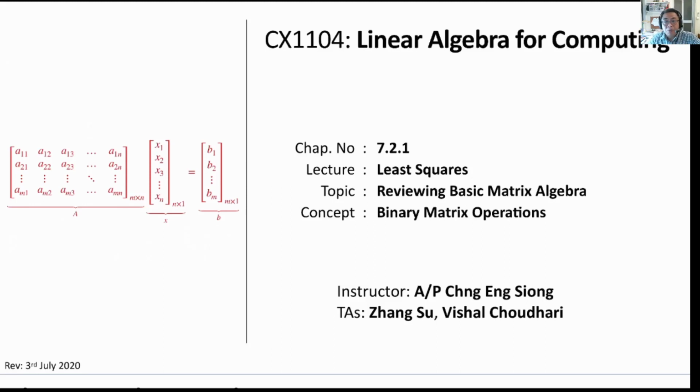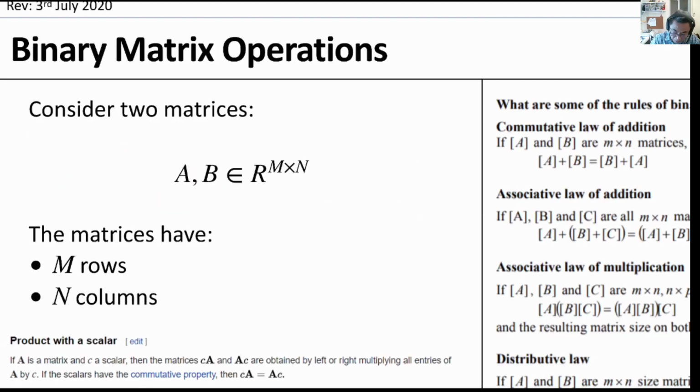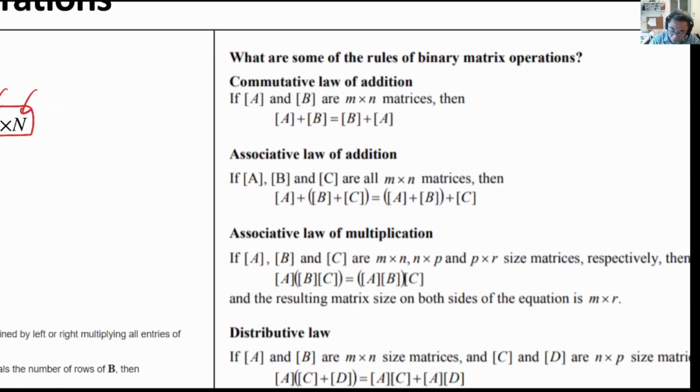This is 7.2.1. We'll discuss binary matrix operations. Given matrices A and B, which are real matrices of dimension m rows and n columns, we first review the most common binary operations, which are addition of matrices and the commutative law associated with this.